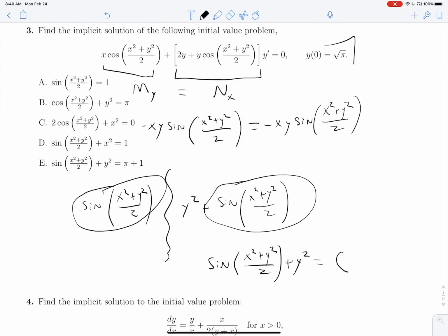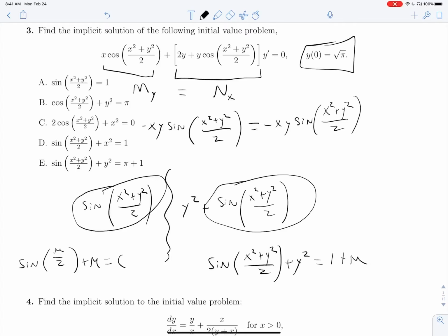Now all we have to do is apply this initial condition, and we'll have a solution. So it looks like this will evaluate to sine of pi over 2 plus pi is equal to c. Sine of pi over 2 is 1, so c will be 1 plus pi.